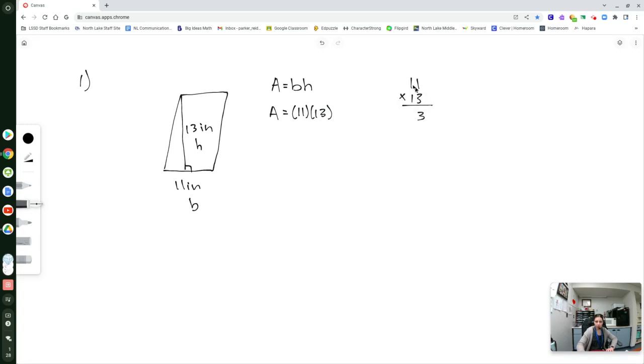1 times 3 is 3. 1 times 3 is 3. Put a 0. 1 times 1 is 1. 1 times 1 is 1. And add them up. We get 143. So the area of this figure is 143 inches squared. Do not forget to label with your units. Remember, for area, it's always our units, in this case inches, squared.